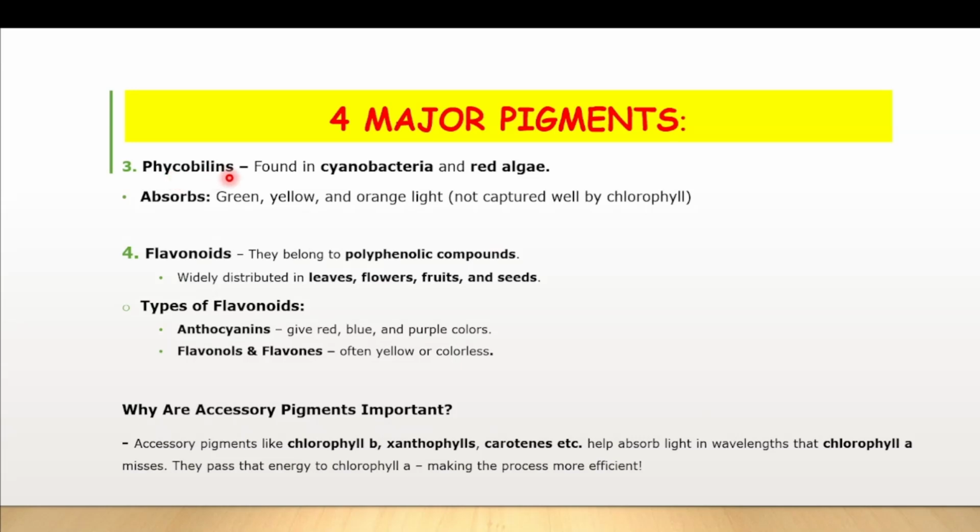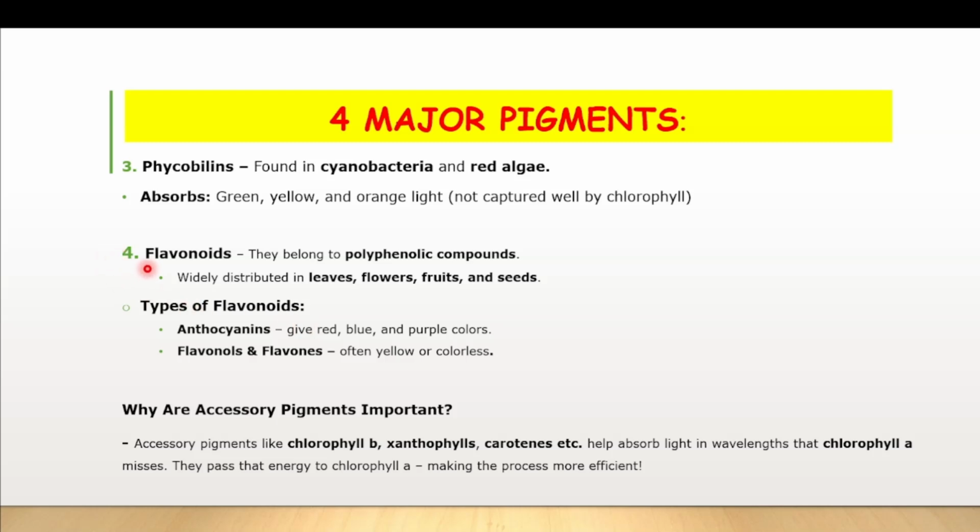The third pigment is phycobilins. It is found in cyanobacteria and red algae. It absorbs green, yellow, and orange light, lights which are not captured well by chlorophyll.